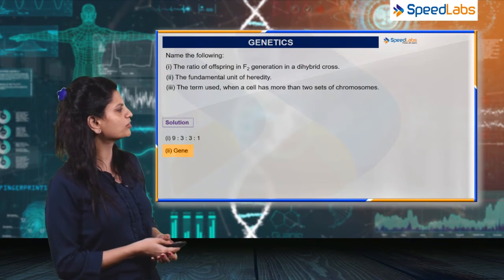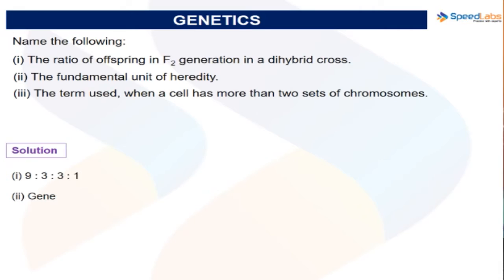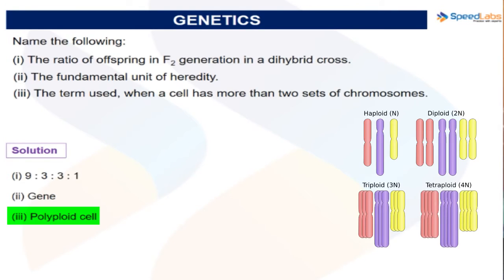Next, the term used when a cell has more than 2 sets of chromosomes. Now, we know that we have different kinds of cells in our body. We have haploid, we have diploid, we have polyploid. So what do you mean by a haploid cell? When we have one set of chromosomes, then it is called a haploid cell. For example, all the gametes are haploid.